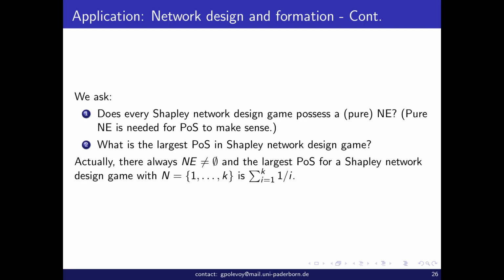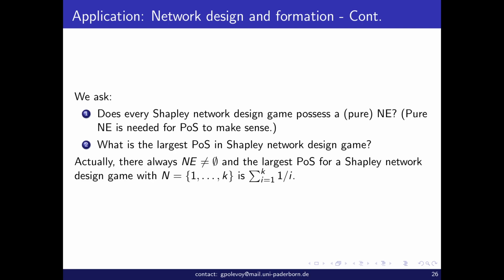Then the question is, okay, if there are games where the best equilibrium, namely the price of stability, already is quite high, or the best equilibrium is already quite bad relative to the optimum social welfare, what is the largest price of stability in such a network design game? So basically, what is the game where the best equilibrium is the worst possible among such games?